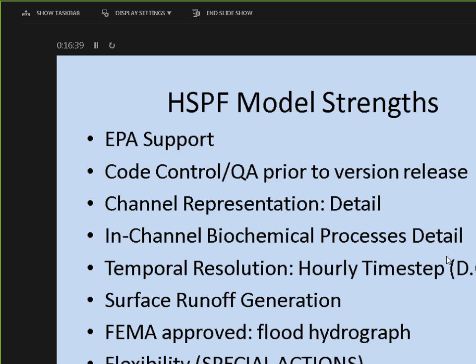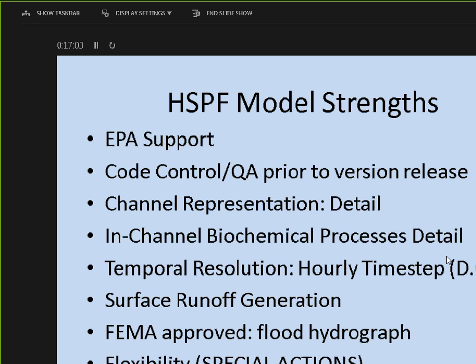And in HSPF, you build these tables, and you actually have the ability to put in 100 different stage discharge relationships, and that's what drives the water routing. It also has a fairly sophisticated representation of biochemical processes in the channel, and that's obviously important if you're going to do things like dissolved oxygen TMDL.